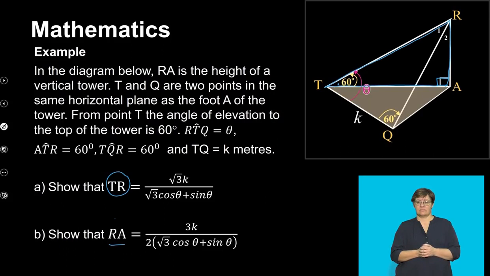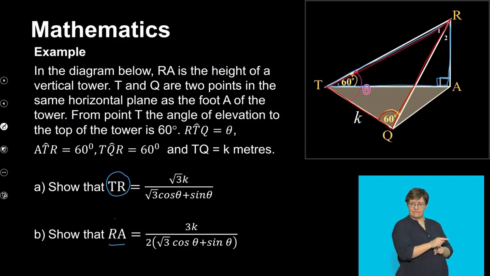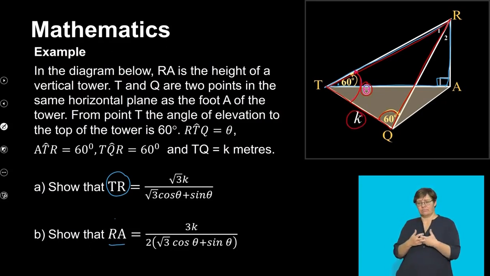I'm going to use a different color. So this triangle TQA. In the blue triangle, we only have one bit of information, which means we cannot solve it. But in this inclined triangle, we've got a 60-degree angle. We've got this theta here, and we have this side belonging to the inclined angle. So remember, they want us to find TR. So we're going to use this inclined triangle to find TR.